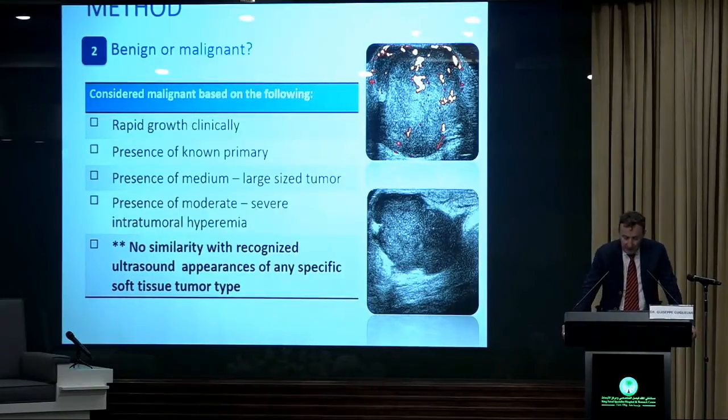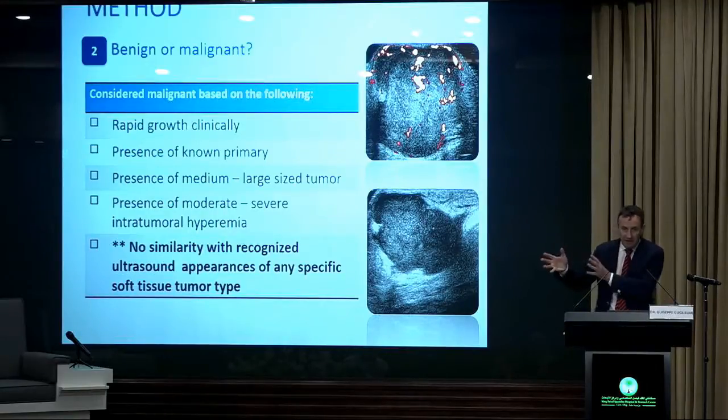With respect to distinguishing between benign and malignant, these were the criteria that were used. A mass is more likely to be malignant if there was clinically a rapid growth of the mass. If there was presence of a known primary, that increased the likelihood that this was metastatic disease. Other features were if the mass was medium or large in size, if there was moderate to severe intratumoral hyperemia, particularly if that hyperemia was chaotic in nature, and also importantly, if the mass had no similarity with the recognized ultrasound appearances of any specific soft tissue mass. In other words, if the ultrasound appearance did not look like a typical epidermoid or a vascular malformation or a pilomatrixoma or any of the other known characteristic findings, then that would raise our suspicion that it could possibly be a malignant mass.